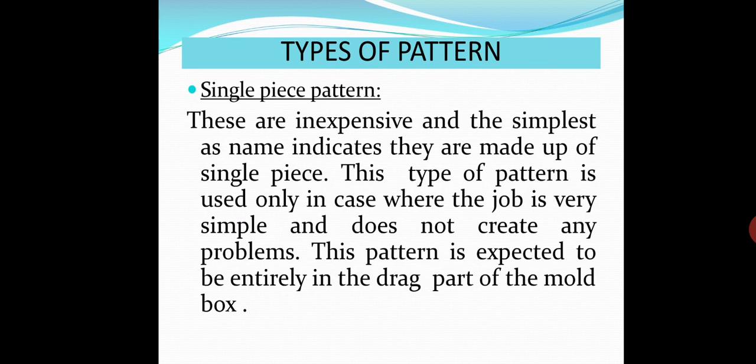First one is single piece pattern. These are inexpensive and the simplest form of pattern. As the name indicates, they are made up of a single piece. This type of pattern is used only where the job is very simple and does not create any problems. This pattern is expected to be entirely in the drag part of the mold box.